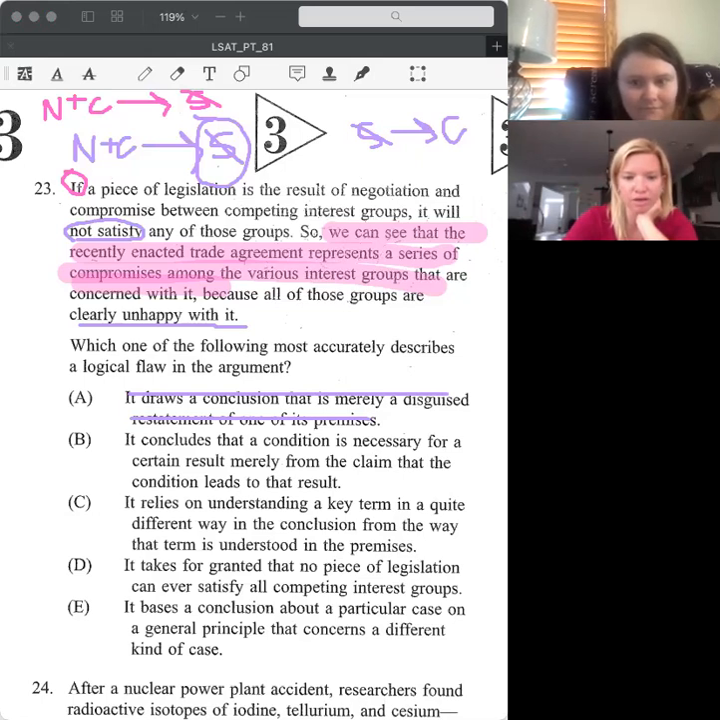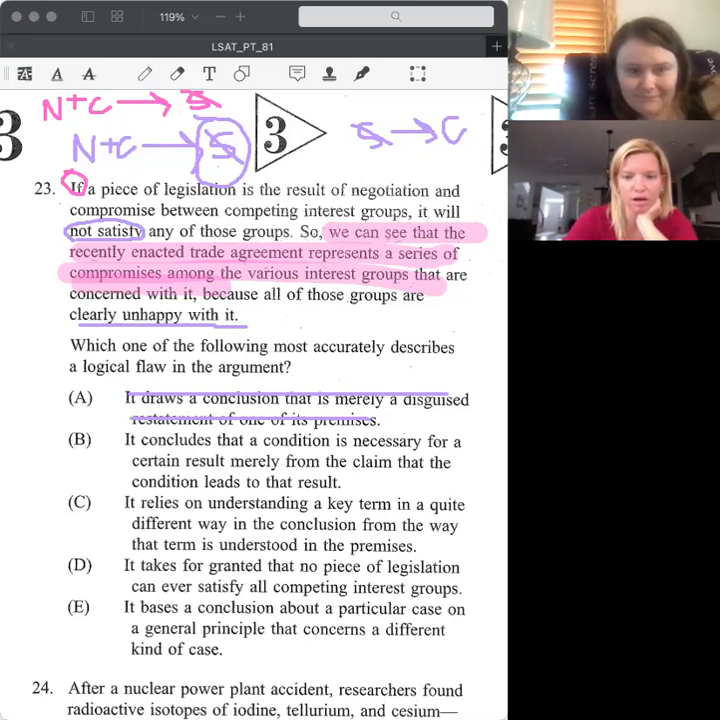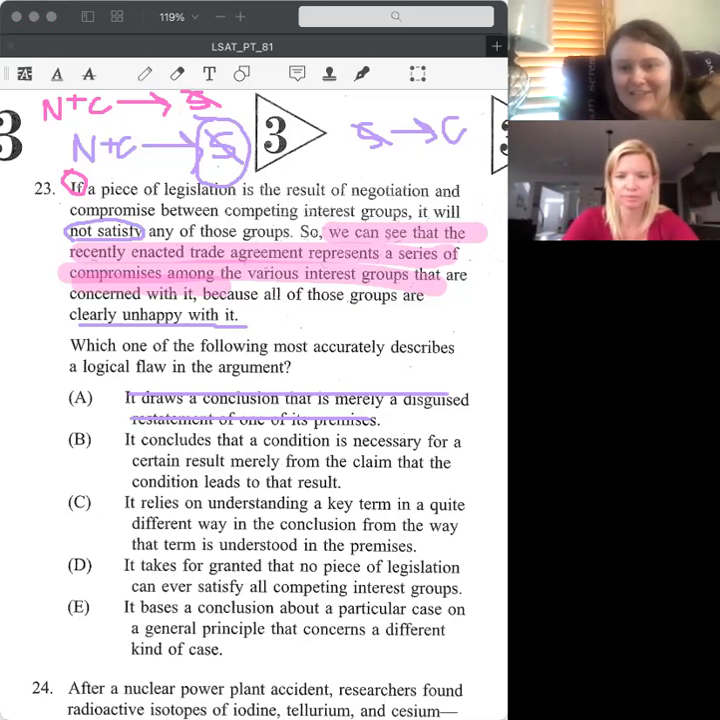It relies on understanding a key term in a quite different way in the conclusion from the way that the term is understood in the premise. Do we have any equivocation going on here? No. Nope.